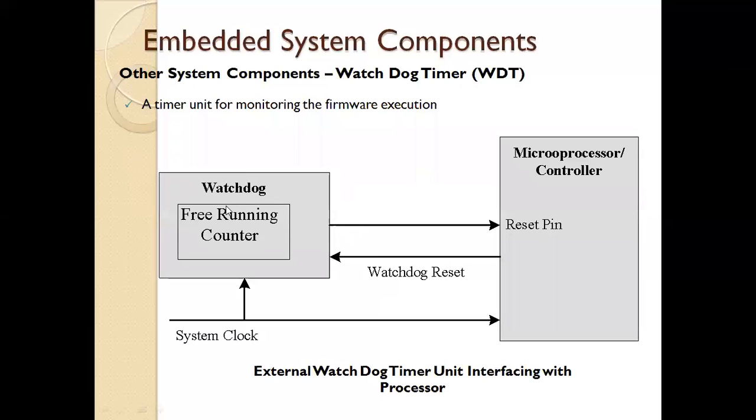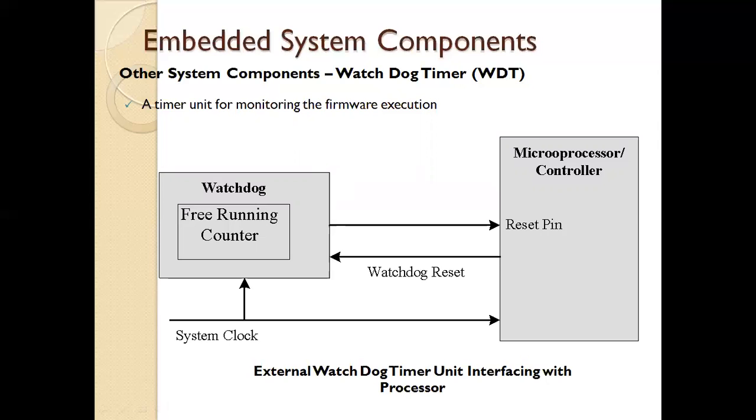Last we'll see the watchdog timer, that is WDT. It is a timer unit for monitoring firmware execution. Firmware is nothing but software execution, as an embedded system is a combination of both software and firmware. To monitor the firmware execution, it should have a watchdog timer. We can see here an external watchdog timer unit interfacing with the processor or the controller.